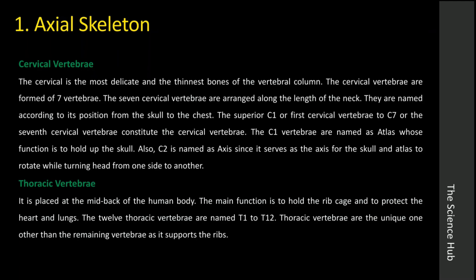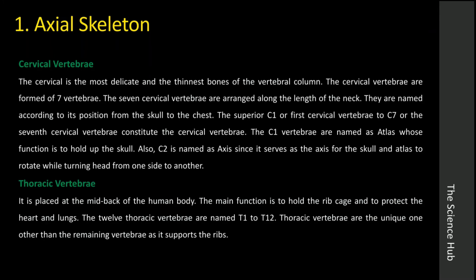Thoracic vertebrae, it is placed at the mid back of the human body. The main function is to hold the rib cage and protect the heart and lungs. जो thoracic vertebrae है there are total 12 thoracic vertebrae और वो एकदम mid back position पे arranged है और उनका main function है heart और lungs को protect करना.